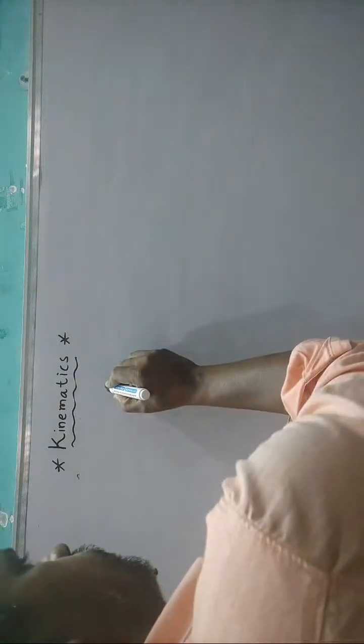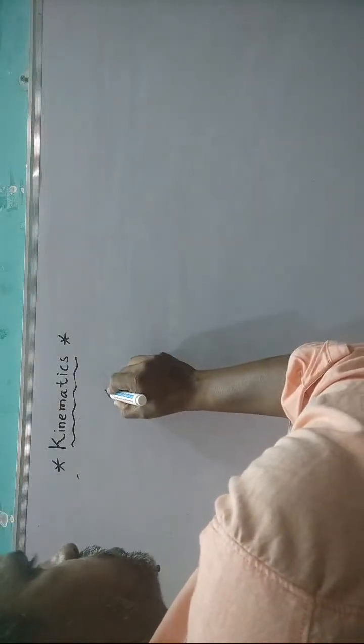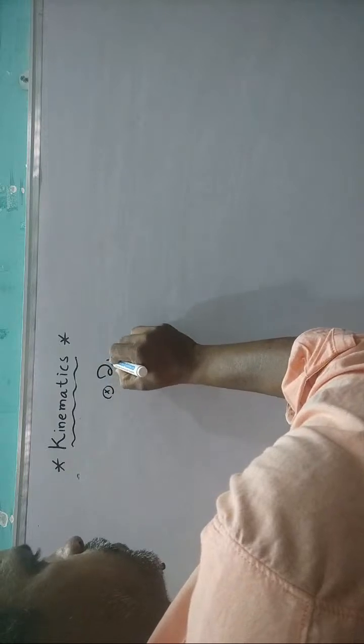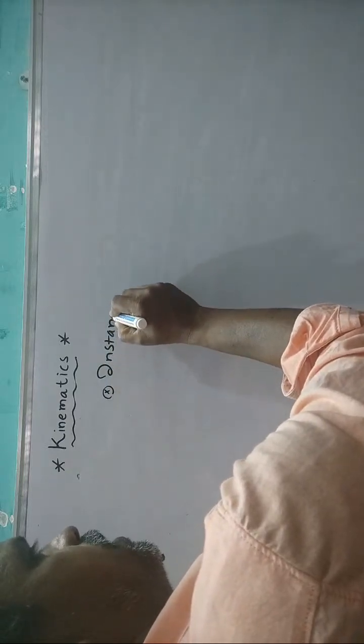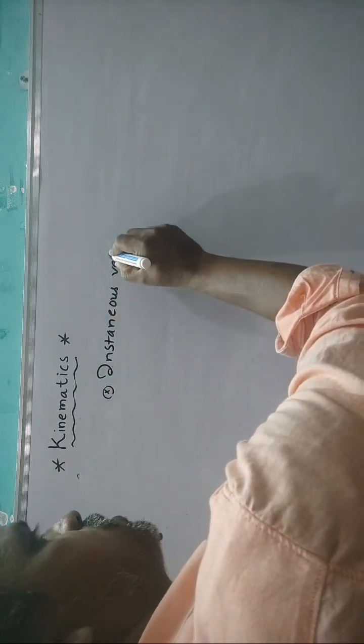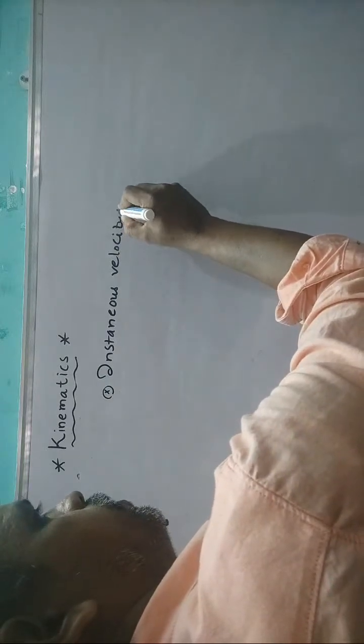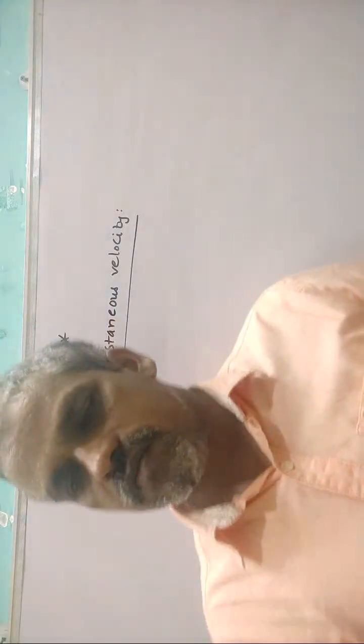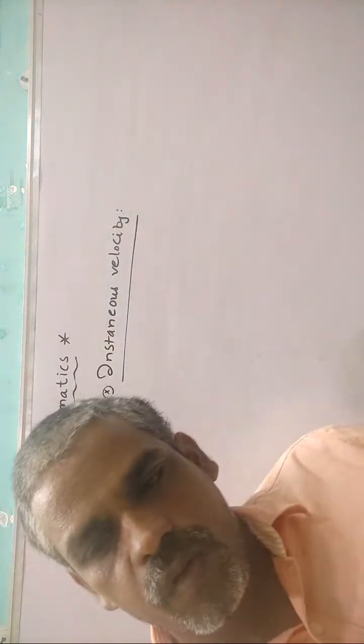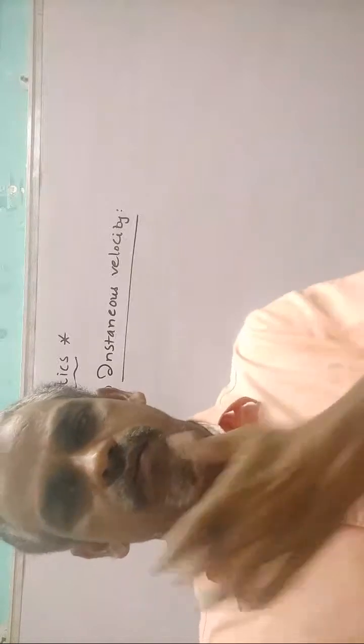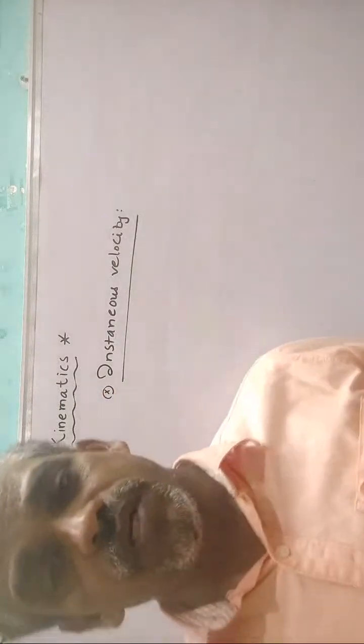Okay, now next, see one more. So average velocity we finished. Instantaneous velocity. This is also there. Instantaneous velocity. What does it mean?